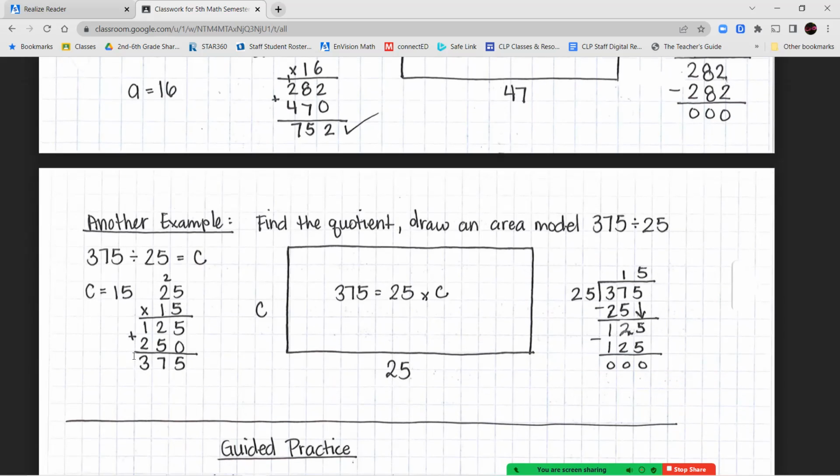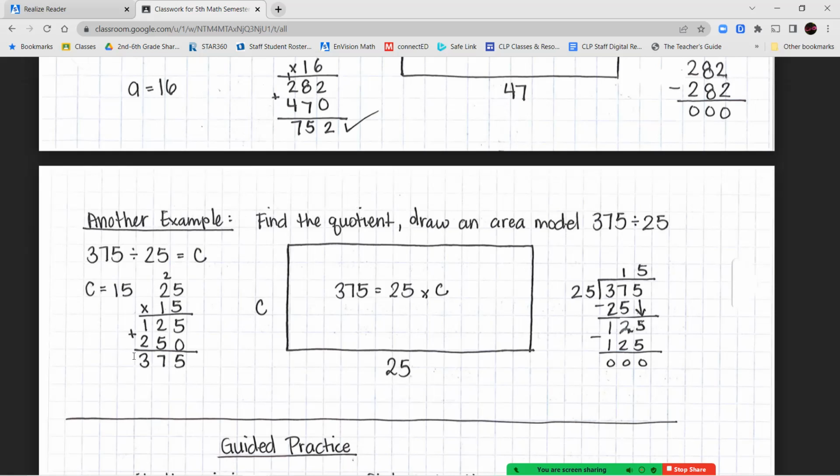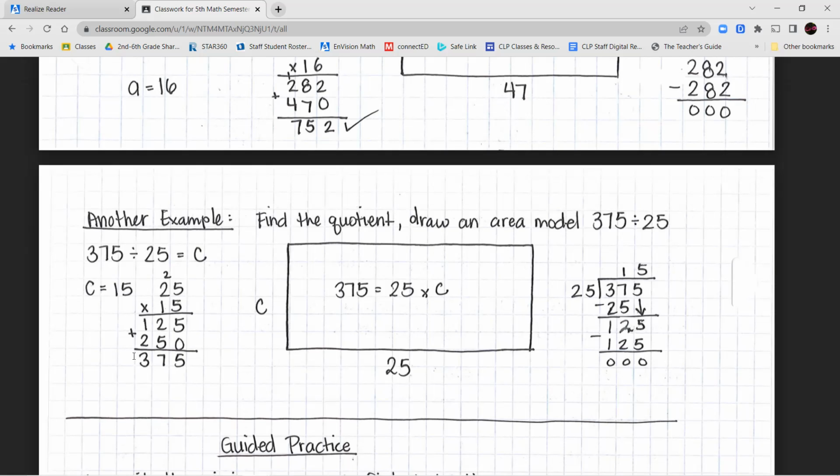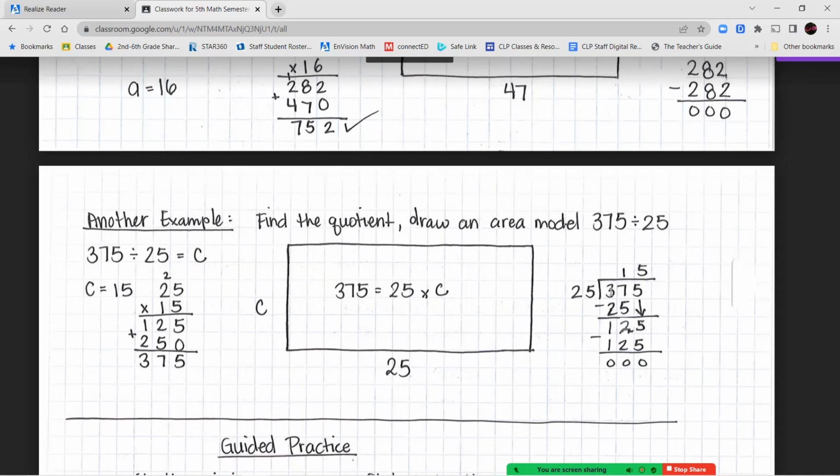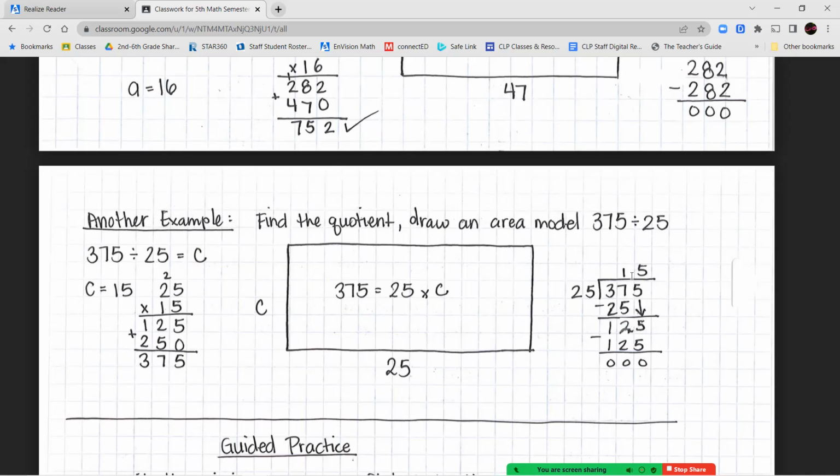All right, let's take a look at another example before our guided practice. We're going to find the quotient and draw an area model to solve 375 divided by 25. So I put 375 divided by 25 equals C. So I plugged it in, did my long division. There's no groups of 25 in 3, so we use the two digits together, 37. There's one group of 25 in 37, so I put the 1 above the 7.